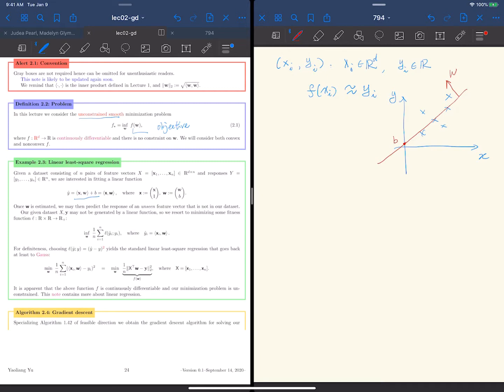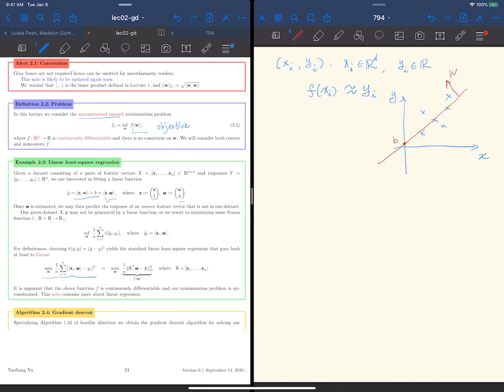Typically in machine learning, people do this padding trick where you just attach 1 to x, and attach b to w, to make the notation a little bit simpler. So we can just rewrite everything as a single dot product or inner product. This is what we want to do, and we're going to rephrase this as a least squares linear regression problem. Namely, we're going to minimize this function here.